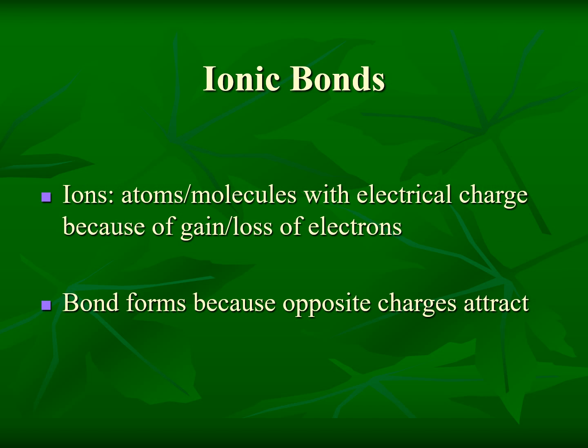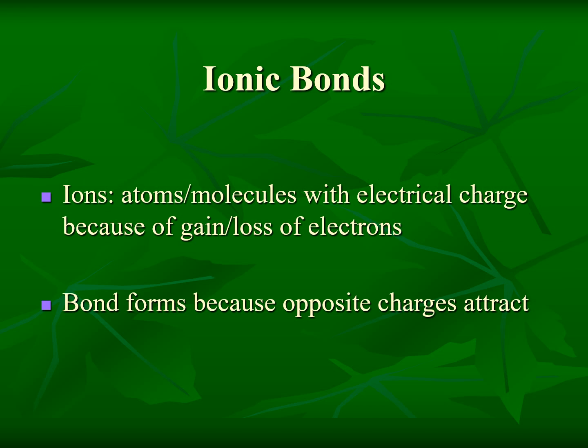Ionic bonds are, in terms of strength, at the intermediate level. Ions are atoms or molecules that have an electrical charge to them. Why do they have an electrical charge? Because they either lost an electron or they gained an electron. Remember, electrons have a negative charge.